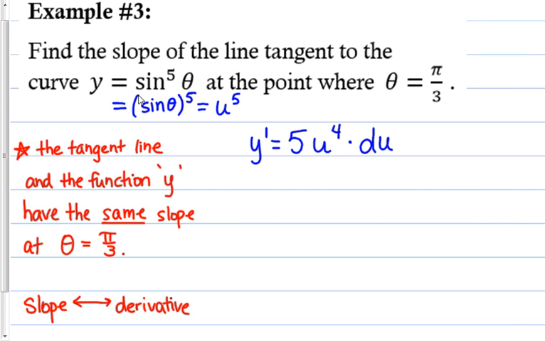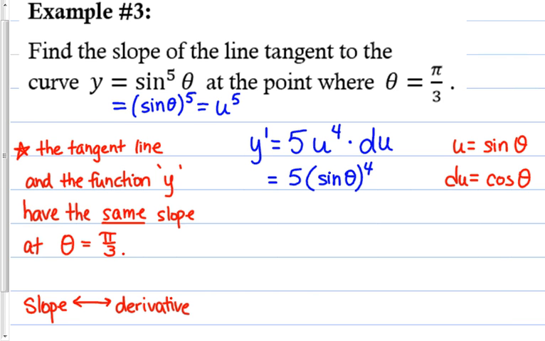All right, so u, I'm going to write it right here, is the sine theta part. And du would be the derivative of that, which is cosine theta. So I can go ahead and finish off my derivative. It's 5 times sine theta to the 4th power times cosine theta.